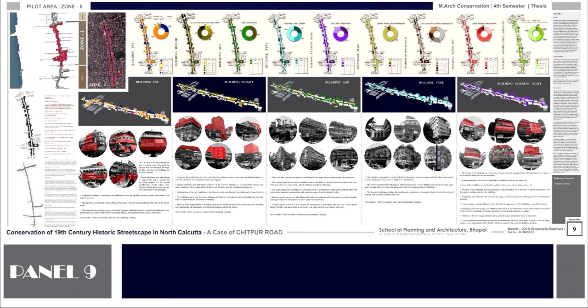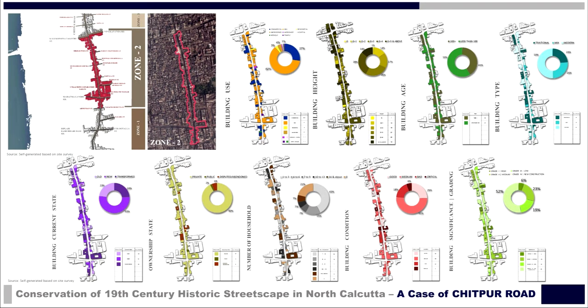Panel 9, study of the pilot area, zone 2. Analysis of building use, height, age, building type, current state of transformation, ownership status, building condition, infrastructure, etc. For each category there are further subcategories. Detailed charts and listing has been done to show the number of buildings falling under each particular subcategory.